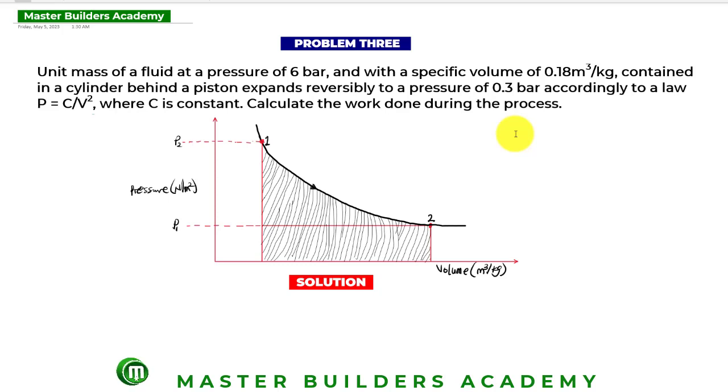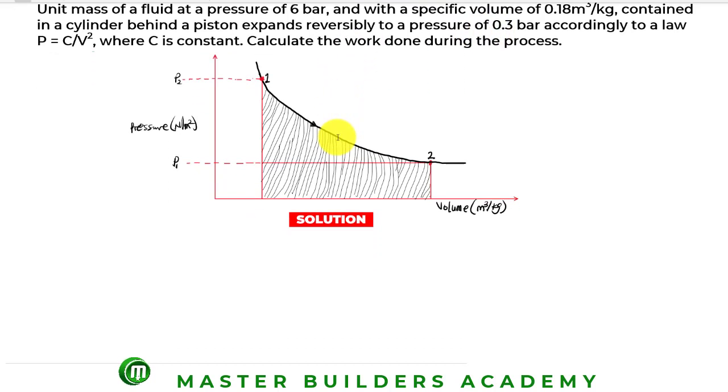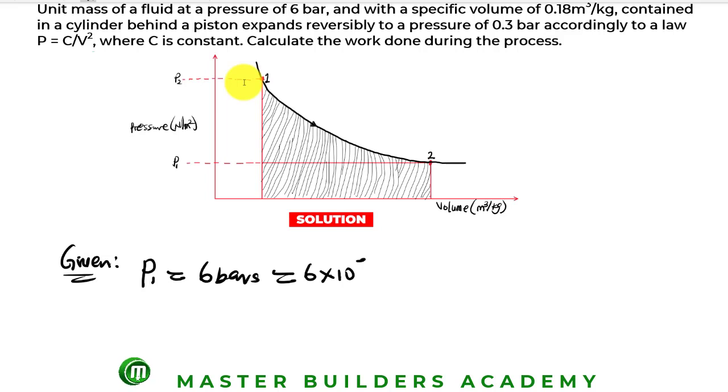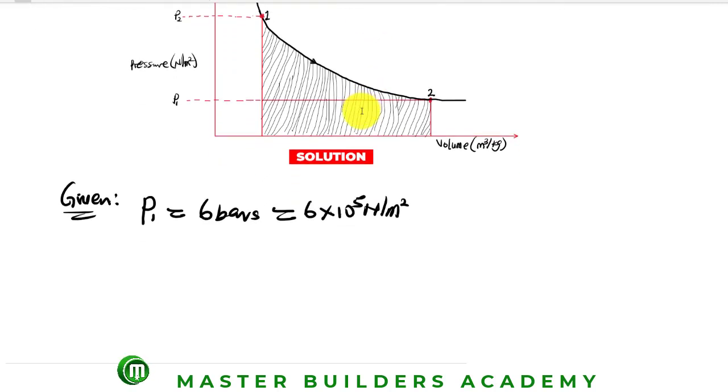So the first thing we want to do is, from these parameters given here, it is clear that P1, which is the first pressure, is 6 bars, and then normally pressure is supposed to be in Newton per meter squared, so this is 6 multiplied by 10 raised to the power of 5 Newton per meter squared. Again, if we move down, we have the second pressure as 0.3.